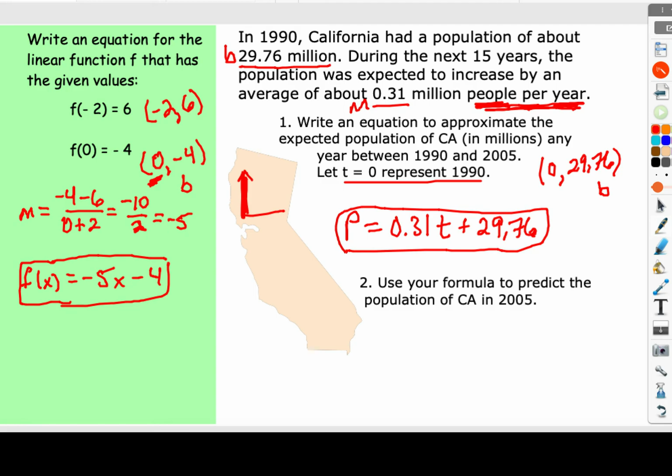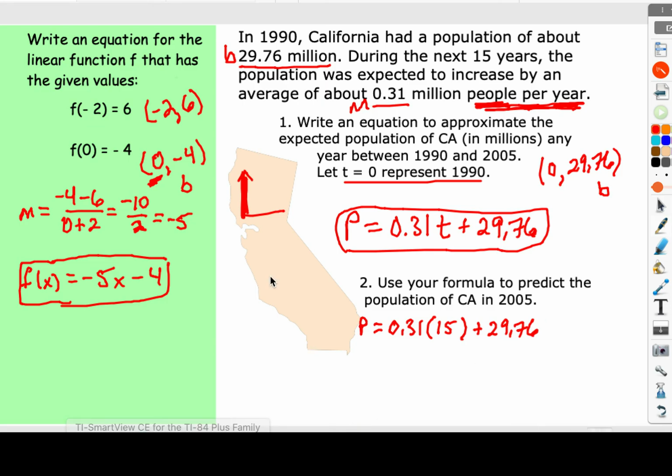And very simply, if we want to predict 2005, all we have to say is that p will equal 0.31 times t. Now that's 15 years after 1990, right? Isn't that 15 years later? So let's plug in 15, plus 29.76. And now all we have to do is find that number.